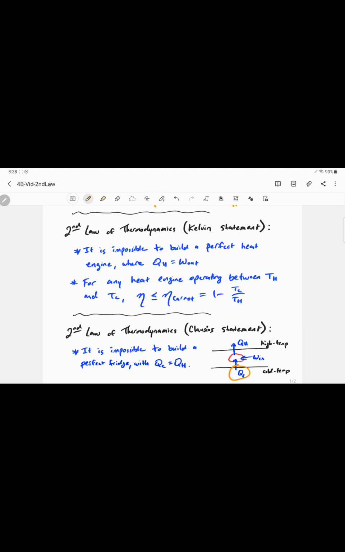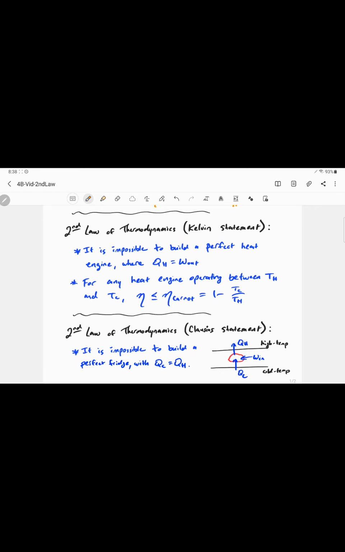So the cold temperature reservoir would be the inside of your fridge, and the high temperature reservoir would be outside of your fridge. And this red system would be the working substance of your fridge. There's another statement of the second law of thermodynamics called the Clausius statement, saying it's impossible to build a fridge where heat will just totally go from the cold temperature to the high temperature reservoir. So heat doesn't spontaneously flow from cold to hot, which makes sense.